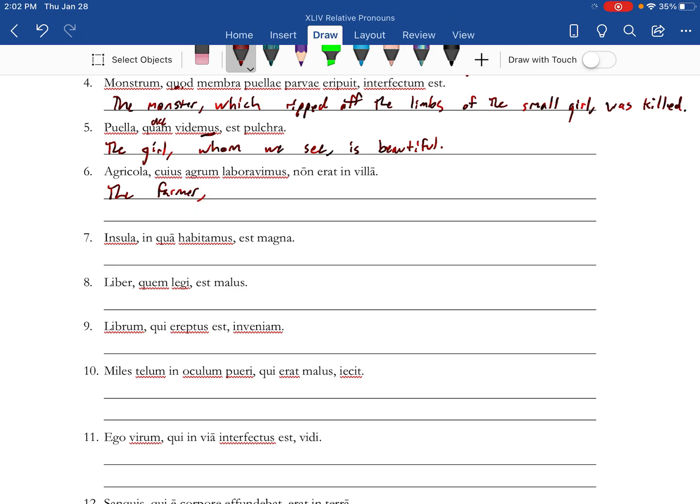The farmer. Alright, this is genitive. Mus again is we. Whose field we worked was not in the villa.